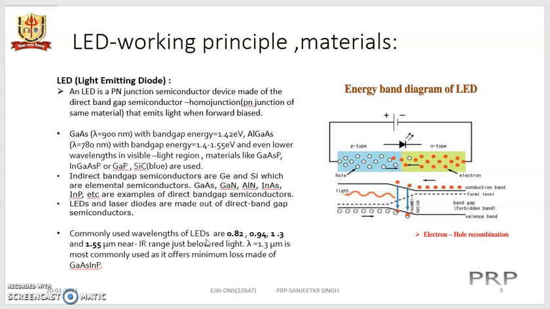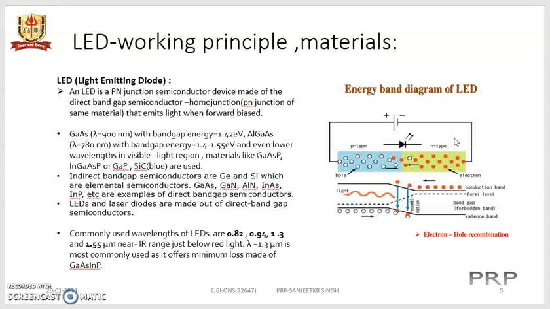Commonly used wavelengths of LEDs are 0.8 to 0.94, 1.3 micrometer, 1.55 micrometer, that is near infrared range, just below the red light. And out of that, the wavelength of 1.3 micrometer is most commonly used as it offers minimum loss, made by gallium arsenide, indium phosphide.